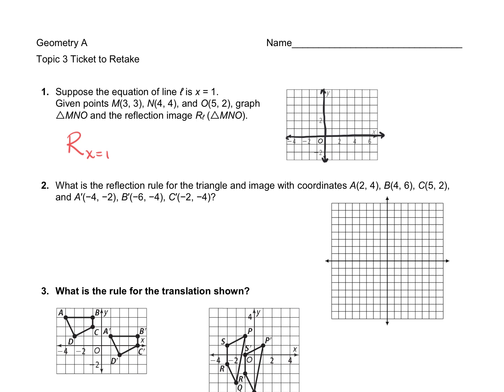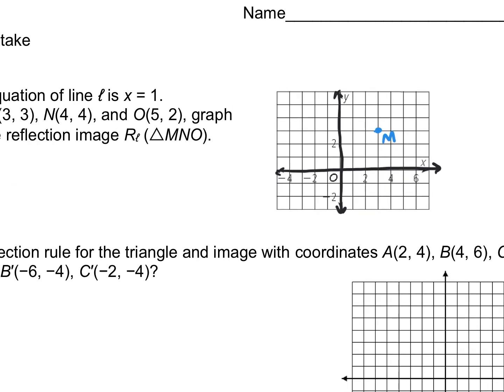We just want to be really careful with making sure that we're accurately plotting those. So point M is at 3, 3. So from the origin, we're going to go to the right 3 and up 3. We can label that point M. Point N is at 4, 4. So I'm going to go to the right 4 and up 4. There's N. And then point O is 5, 2. So we go to the right 5 and up 2. And that's point O. So my letters might be getting in my way a little bit here, but we can see here's our triangle MNO.